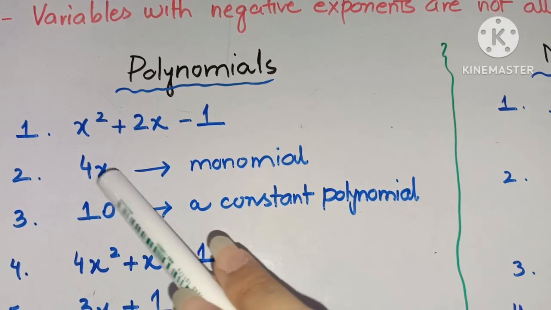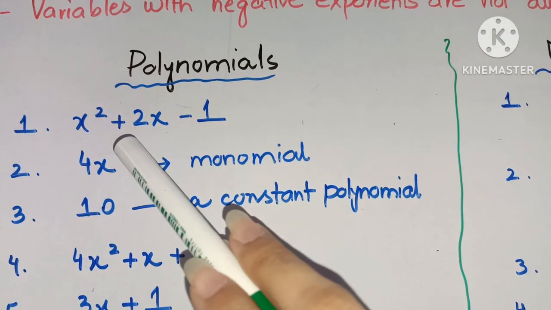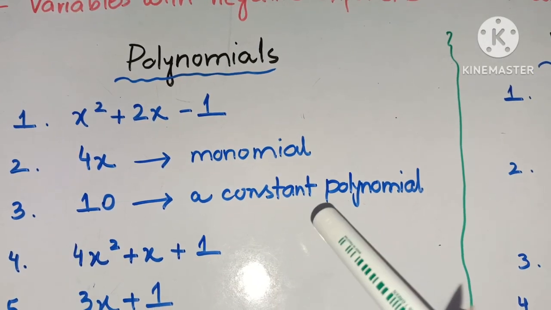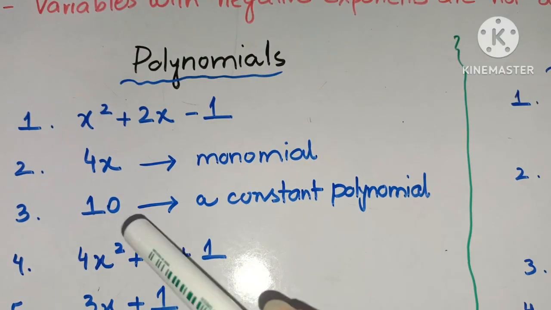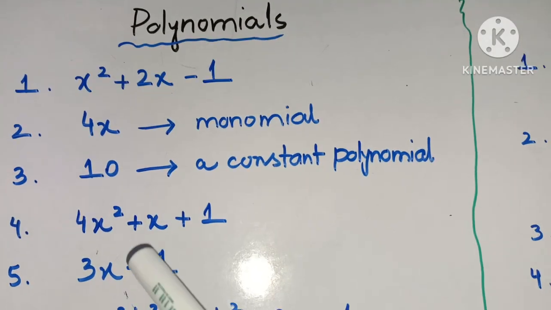Now in the second example, if you have written 4x, it will be called a monomial because it doesn't have plus or minus operations. This one, 10, is called a constant polynomial. Like here you can see that 1 is a constant, so 10 is also a constant polynomial.